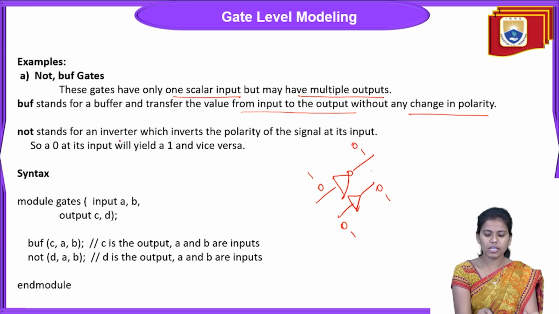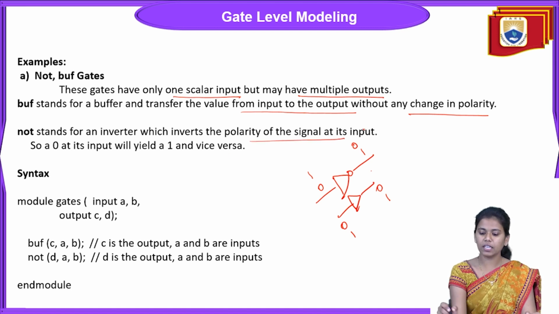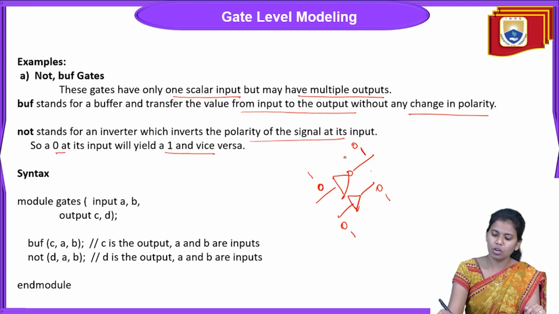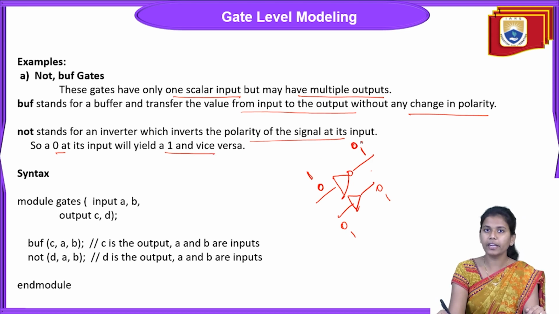Okay. So NOT stands for inverter, which inverts the polarity of the signal at its input. So if my input is 0, I will be observing my output as 1, as it inverts the polarity. So 0 at the input will yield 1 at the output and vice versa. When the input is 1, it yields 0 as output. When the input is 0, it yields 1 as the output.